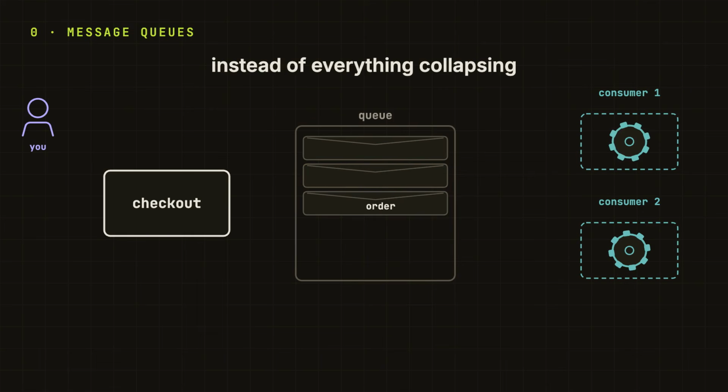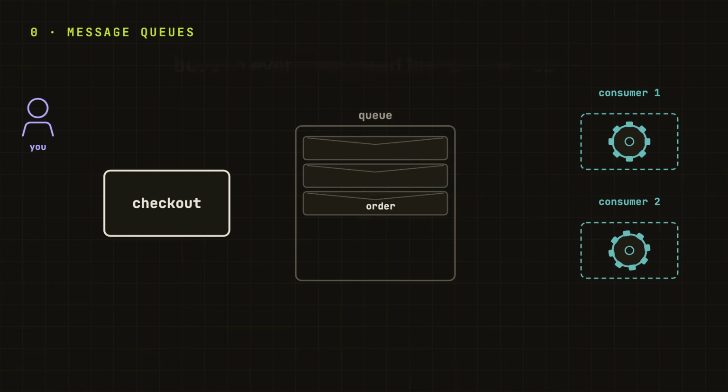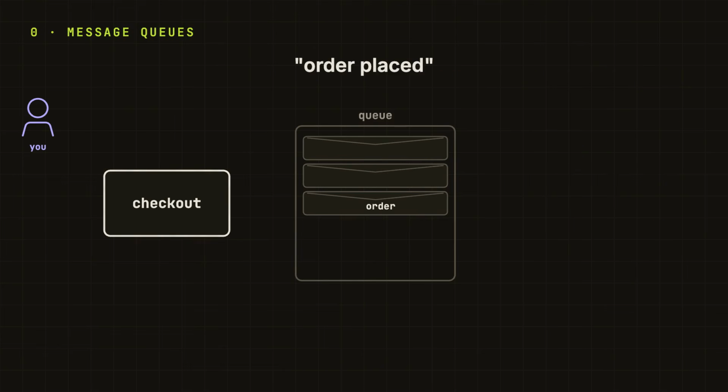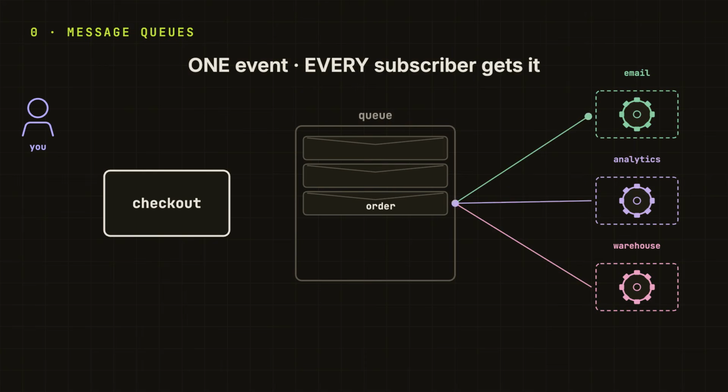Now, a related idea. A plain queue usually has one message going to one worker, but sometimes you want one event to reach many different services. For example, "order placed" needs to reach the email service, the analytics service, and the warehouse service. That pattern is called publish subscribe, or pub/sub. One event is published and many subscribers each receive it. And the famous tool here is Kafka.